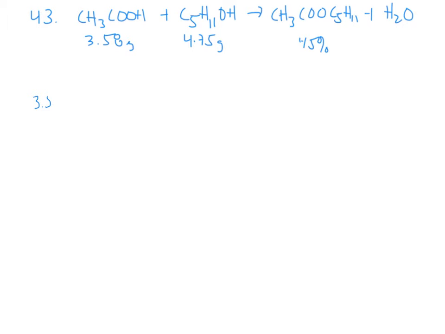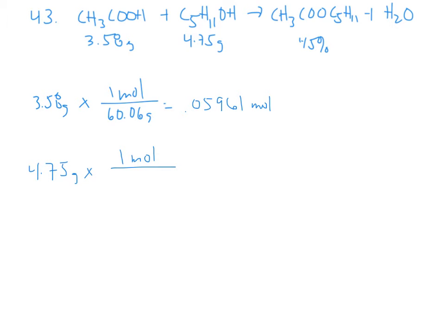So I'm going to take my 3.58 grams of CH3COOH and divide by my molar mass of 60.06. So when I go ahead and do the math, I'm coming up with 0.05961 moles of my reactant. That's also going to be the moles of my product, since once again I've got a 1-to-1 ratio here. So if I do the same thing with my other reactant, with my alcohol, 4.75 grams, divide by my molar mass of 88.17 grams, I'm coming up with 0.05387 moles for my other reactant. So this is my limiting reactant.